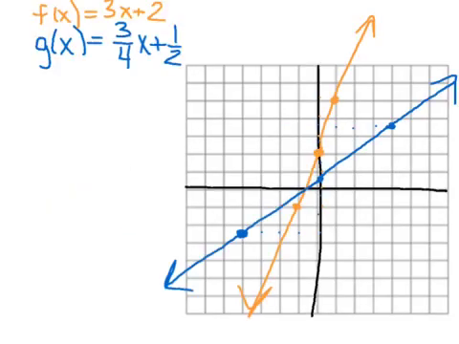Okay, here you go. f of x is in orange. g of x is in blue. Notice for g of x, I have a y-intercept of 1/2. So when I do my slope, I'm going up 3 and right 4 on the halves. Then I went down 3 and left 4 on the halves.